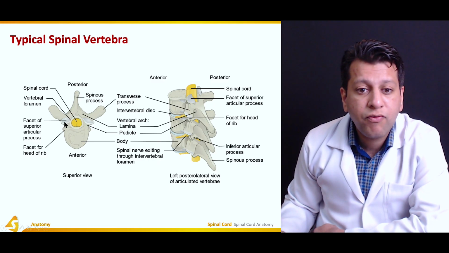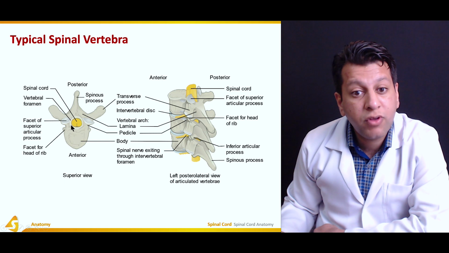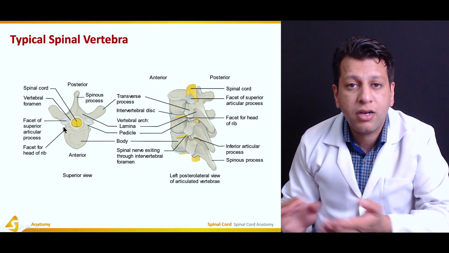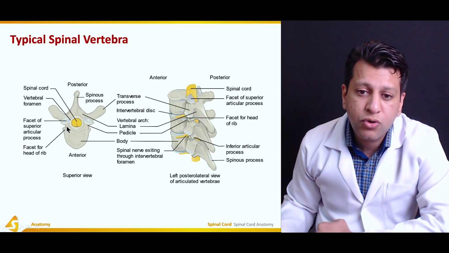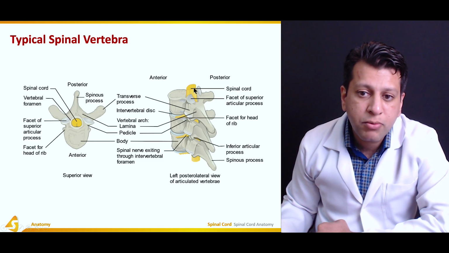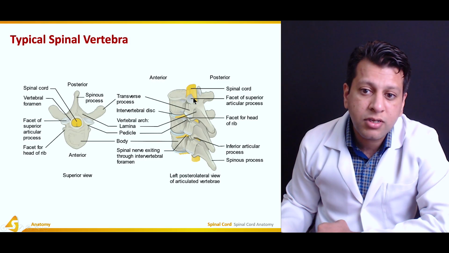These are the facet joints, which are formed by the articular facets. There are two superior and two inferior articular facets forming two synovial joints between the adjacent vertebrae. If you view the same vertebra from a posterior lateral angle, you can appreciate the spinal cord running through. Anteriorly, it is protected by the body of this vertebra. This is the spinal cord coming in, and there you can see the superior articular facets. Here, it would be the inferior articular facets.